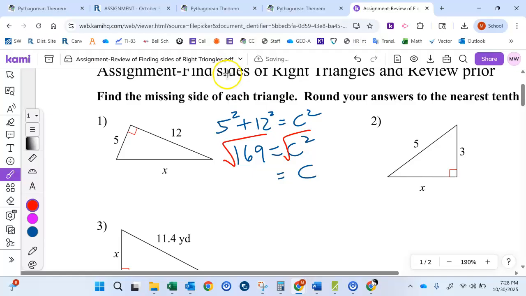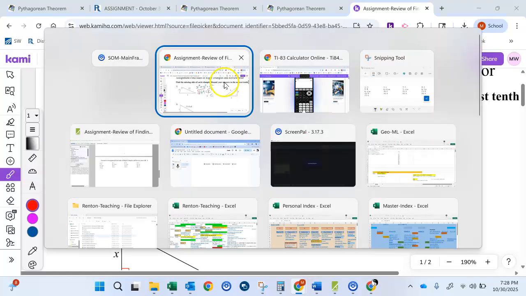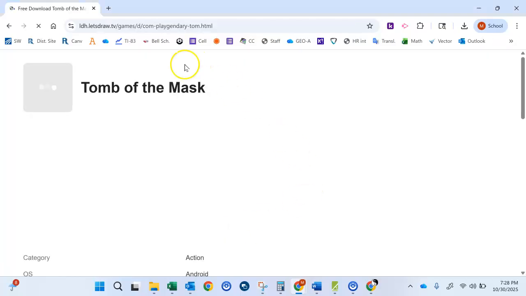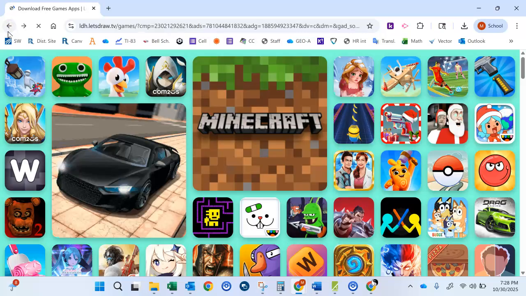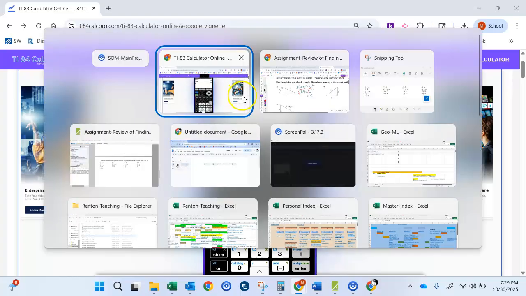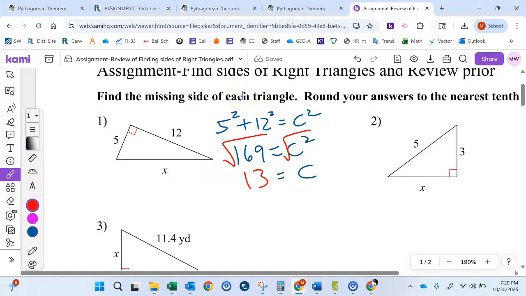So then I have to go get my calculator. I have to go second, squared, and then 169, enter, and I get 13, right? So there we go, and that's how we get 13. So x is equal to 13.